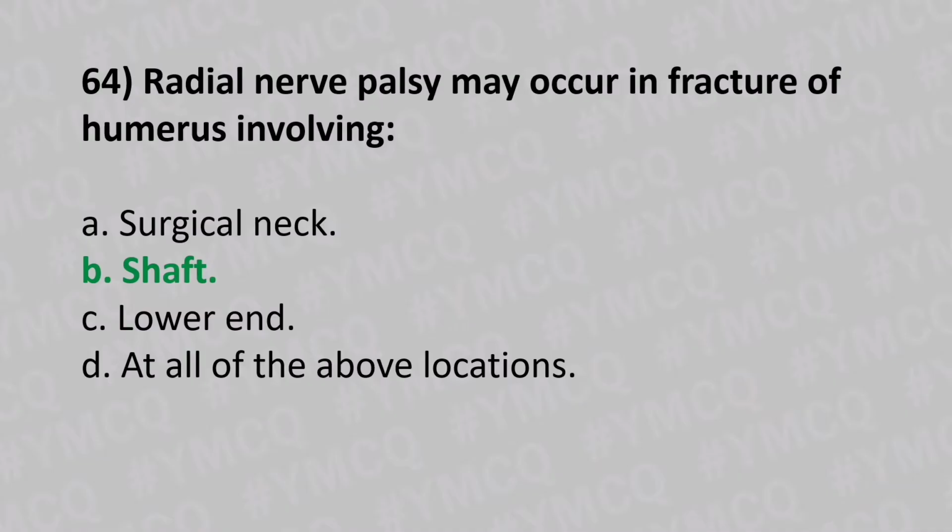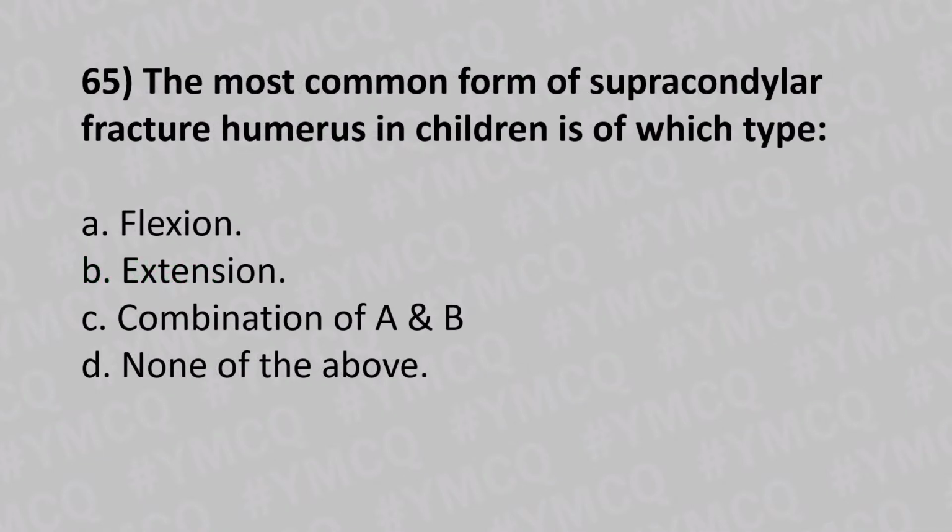Moving to our 65th question, the most common form of supracondylar fracture humerus in children is of which type? Option A flexion, option B extension, option C combination of A and B, option D none of the above. And the answer is option B extension.